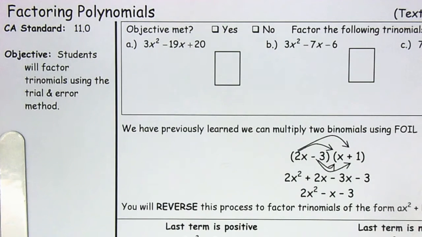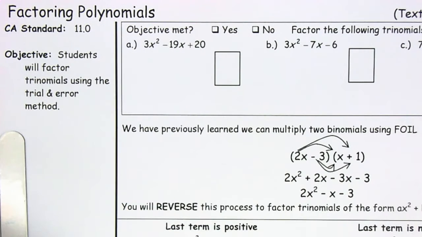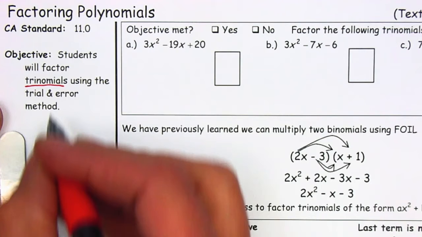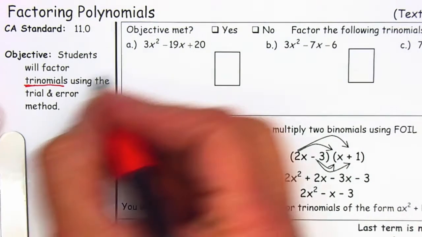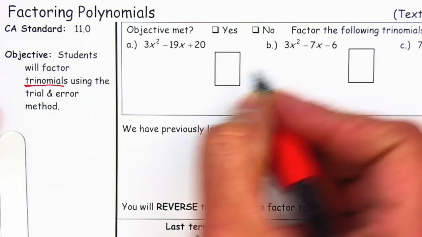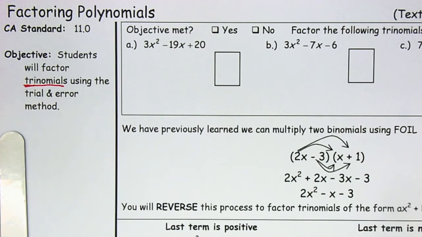Good morning. Today we are factoring polynomials. We're actually going to be just factoring what we call trinomials. Trinomials, the word tri means that we're going to be having three terms. 1, 2, 3 on each polynomial. So each polynomial that we're going to factor today will be a trinomial.